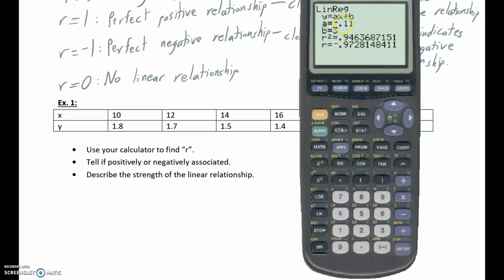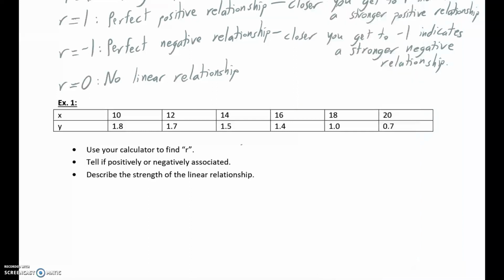Anyway, it gives you A and B, like your slope and your intercept. We're not worried about that in this class. If you were interested, maybe you should take an AP Stats class. We don't care about R squared in this class, but we do care about R. It's the bottom one there. Our R value is negative 0.97. We're going to go three places: negative 0.973.